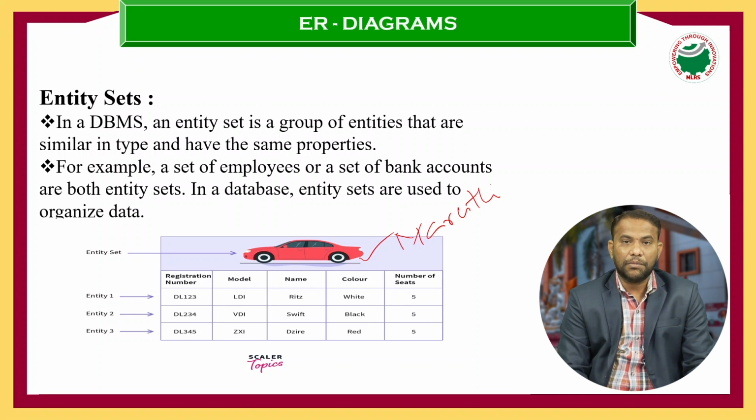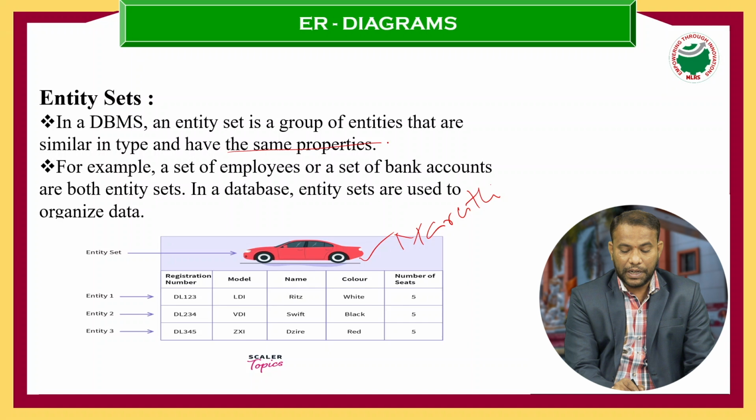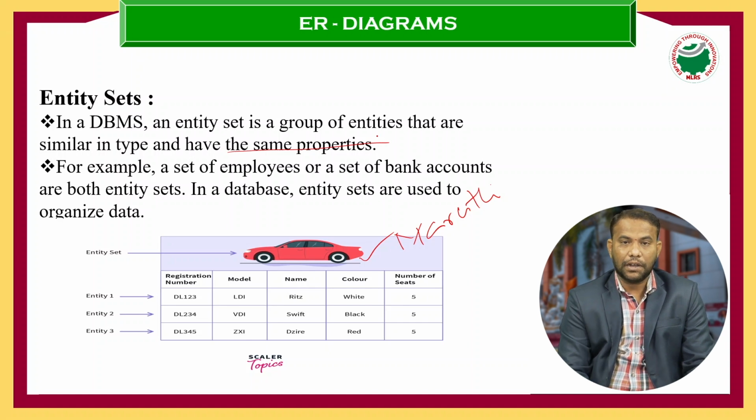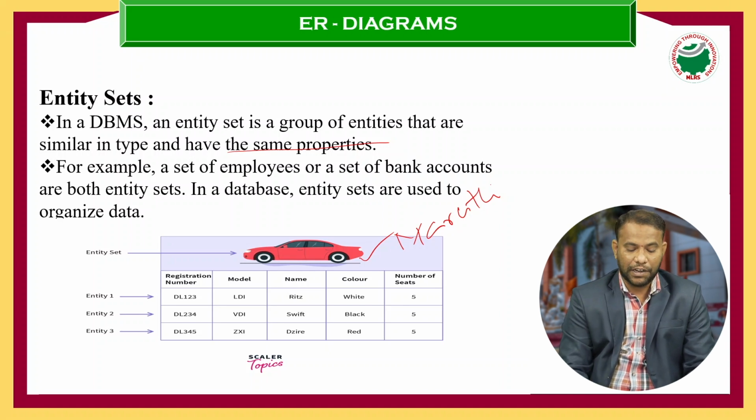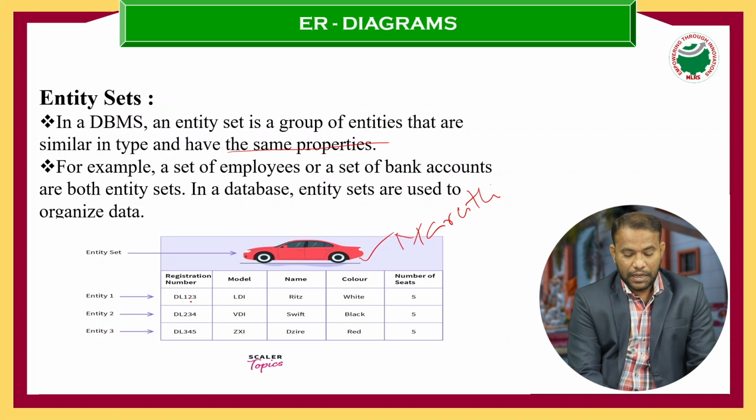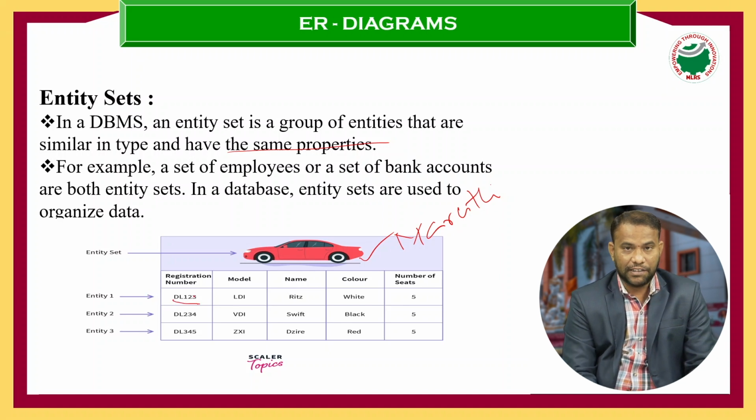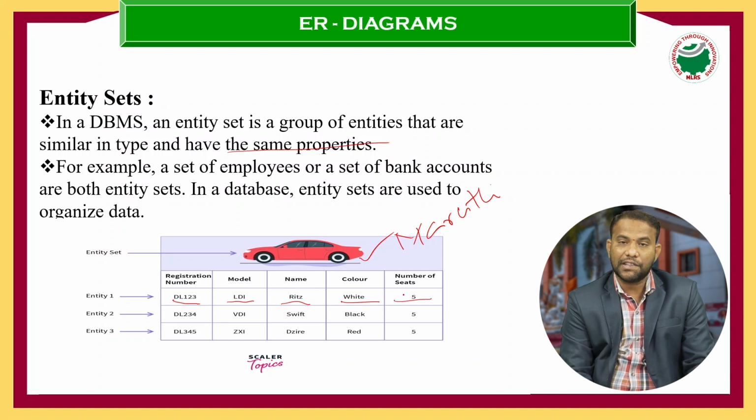What is the fiber we are using for seating? All these are the attributes for that particular entity. But in an entity set, we will have the same properties for different car models. For example, see here, in the first entity we have DL123, which is the registration, and the model is LDI. What is the name of the car? Red, color white, and number of seats is 5. So this is a single entity.